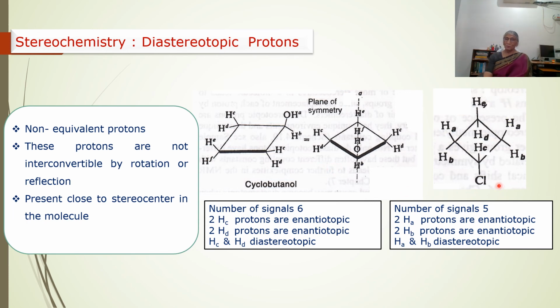Now see the chlorocyclobutane molecule. This molecule also shows a plane of symmetry passing through carbon number 1 and carbon 3. And therefore, protons present on carbon number 2 and carbon 4 are enantiotopic protons. So protons A are enantiotopic, protons B are enantiotopic, A and B are diastereotopic, then E and D are diastereotopic protons. Therefore, this compound will also show 5 signals.